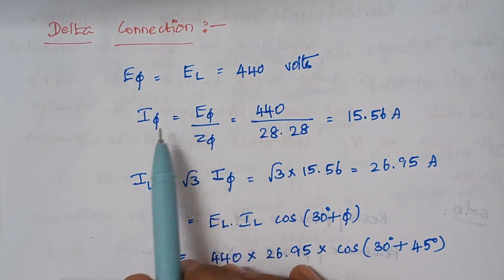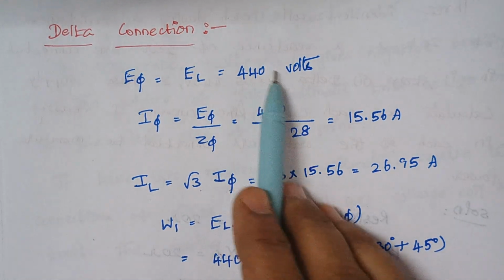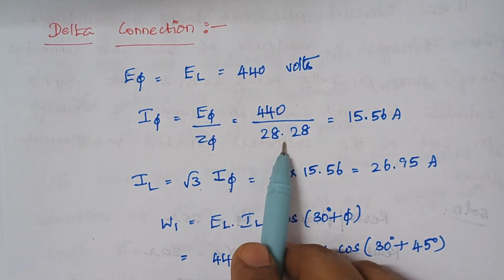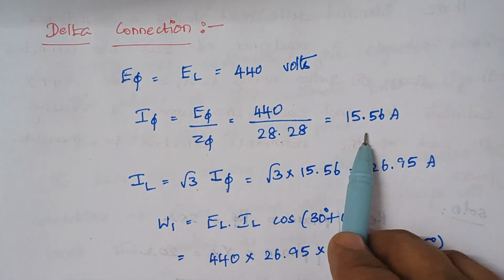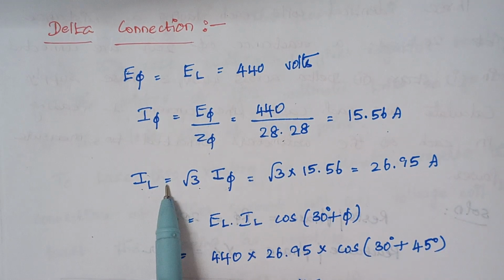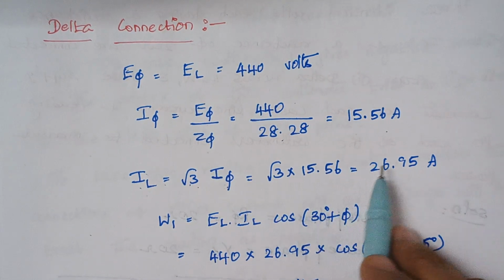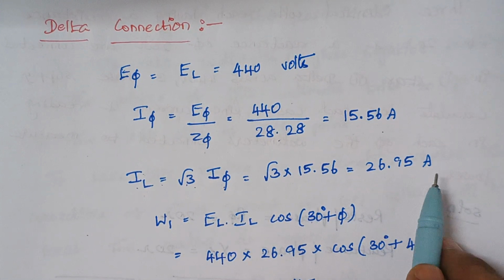So we are calculating the phase current. I_ph = E_ph / Z_ph. The value of E_ph is 440, and Z_ph we had already calculated. So here the answer is 15.56 amps. Now the next thing is I_L. The value of I_L is root 3 times I_ph. Therefore root 3 into I_ph gives 26.95 amps.